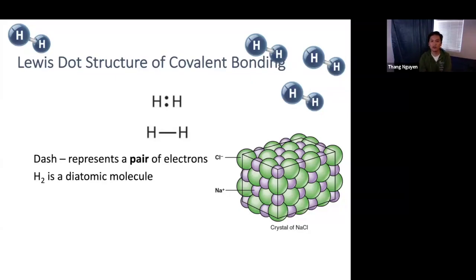Now, there are other forces that will make these molecules kind of attract to each other and clump together, but we'll talk about that in a later video. But for now, make the distinction that covalent bonds form actual molecules that are their own separate entity, whereas ionic bonding forms just clusters and lattices of ions.